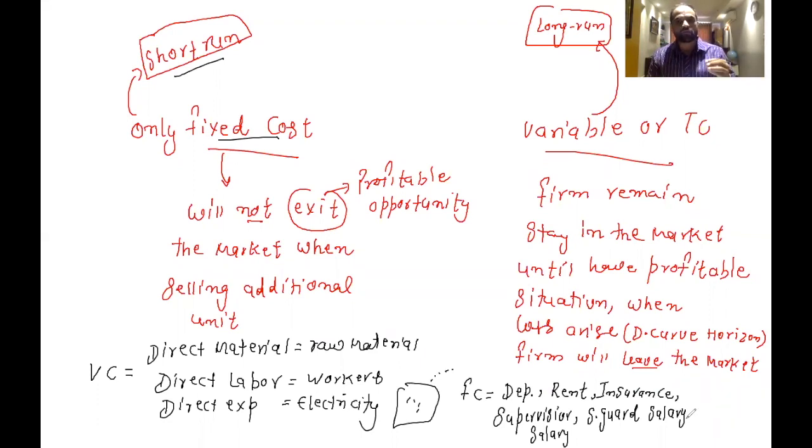is the cost of producing additional units. If you produce an additional unit, your cost will increase because of material, labor, and direct expense. For electricity too, because without electricity, you cannot run the machine, right? But not all types of electricity are your variable cost here, right?